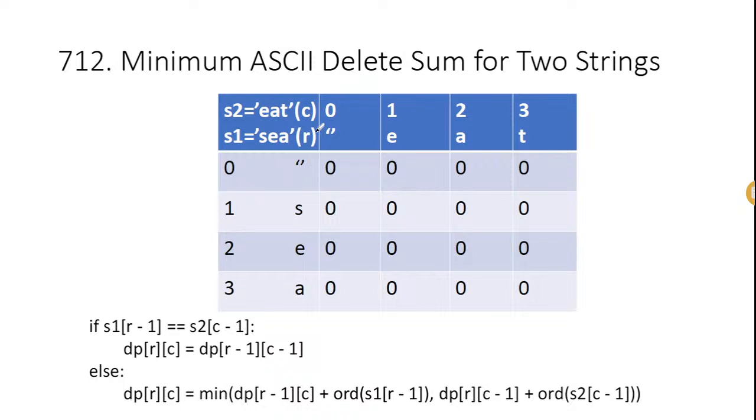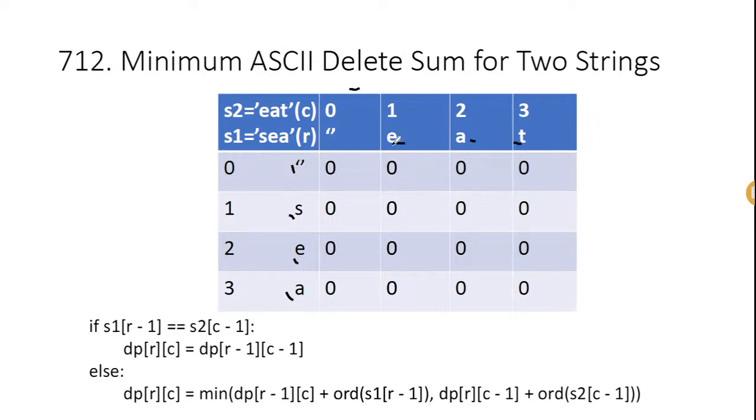So as I said, this is S2. It means here is the empty string, and this is EAT. And for S1, the first one is the empty string. After that, it is SEA. So we're going to first check the first row. How do we make this empty string equal to this empty string? There are no operations, so that is 0.